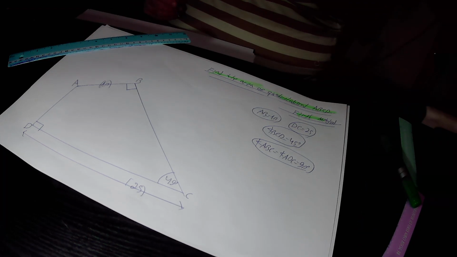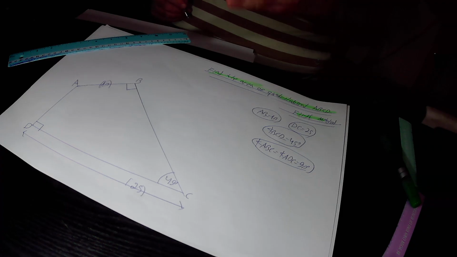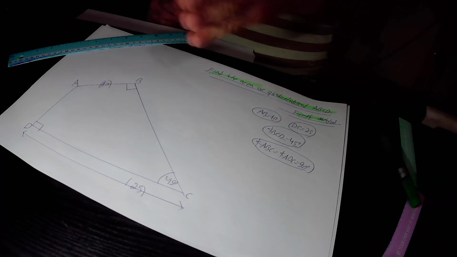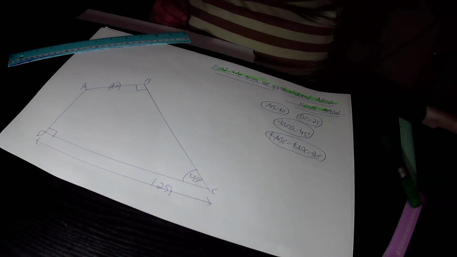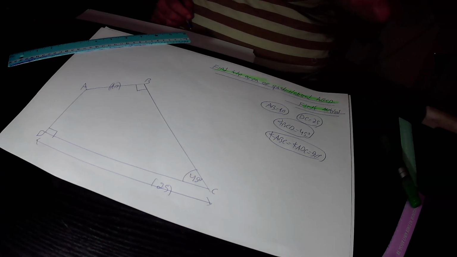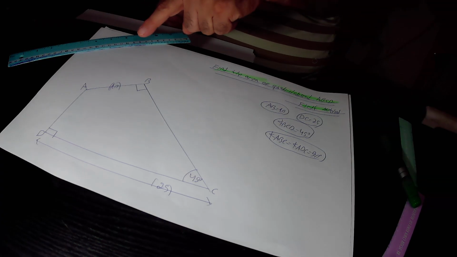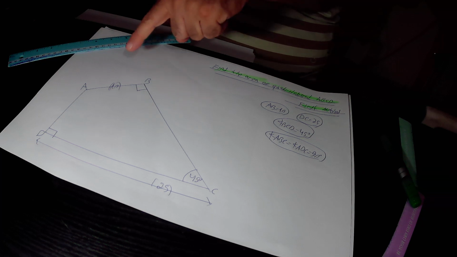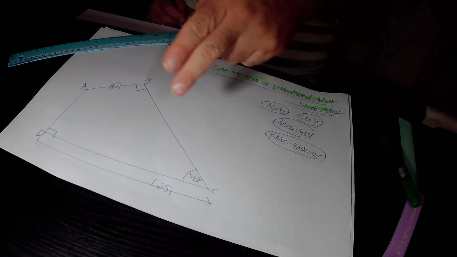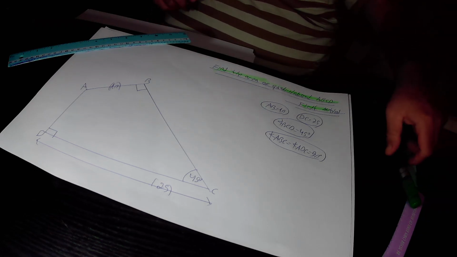Our task in the second question of this lecture is to find out the area of this quadrilateral ABCD. So in the domain we have quadrilateral ABCD. This is side AB of quadrilateral ABCD, that is equal to 10 units in its length. This is side DC. This is equal to 25 units in its length.